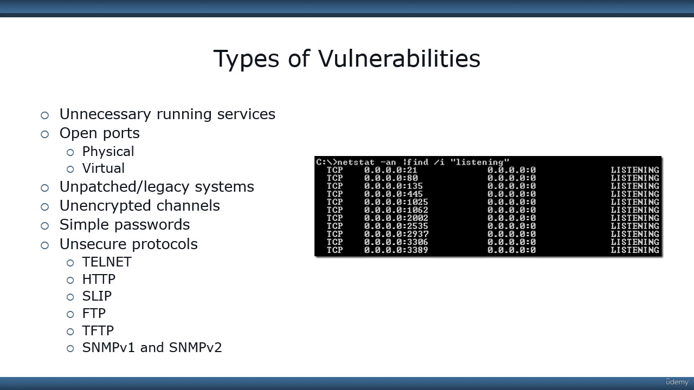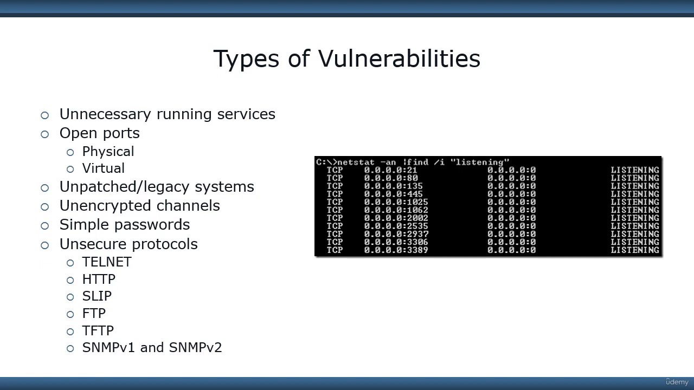Unencrypted communication channels pass information in plain text that can be easily captured. Simple passwords or default configurations that use default passwords on network devices are also a big vulnerability. And then there's the use of any sort of unsecure protocols. Telnet is a remote administration protocol, but it doesn't support encryption, so it really should not be used; instead SSH or HTTPS management should be used. HTTP, standard hypertext transfer protocol without the use of SSL, would be passing authentication credentials in plain text.